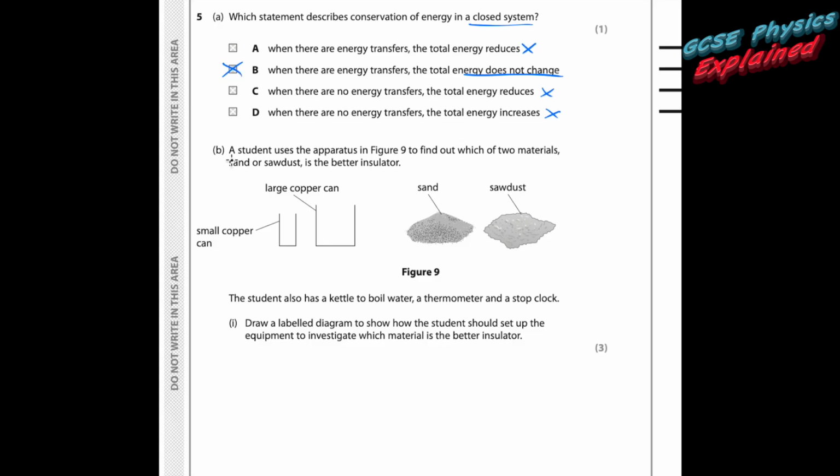Part B. The student uses the apparatus in figure 9 to find out which of two materials, sand or sawdust, is the better insulator. The student also has a kettle to boil water, a thermometer and a stop clock. Draw a label diagram to show how the student should set up the equipment to investigate which material is the better insulator.